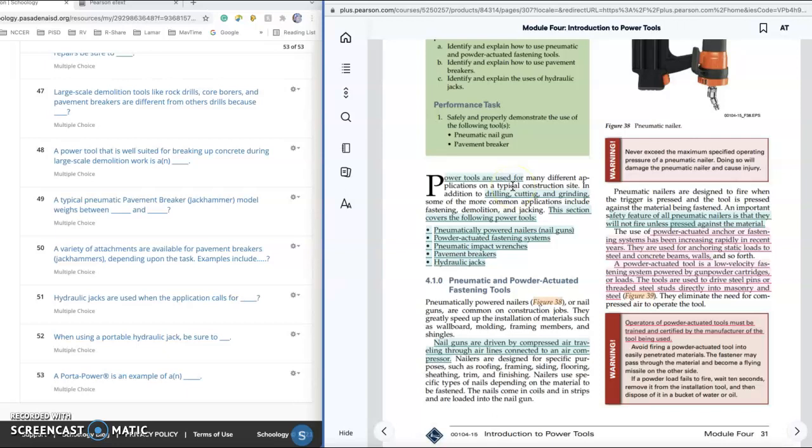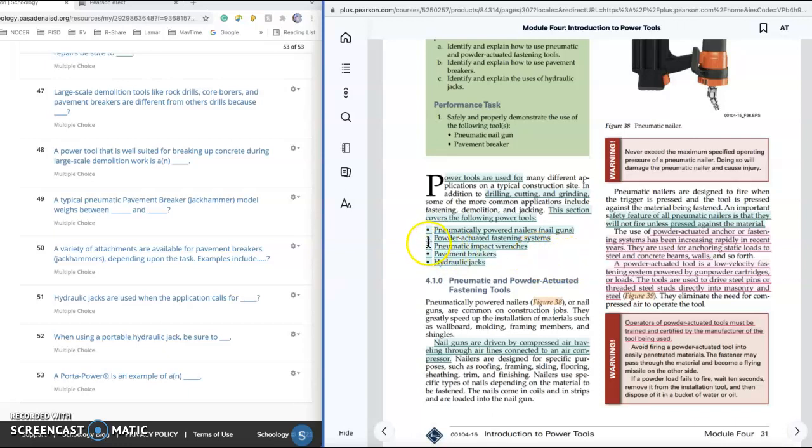These are big, heavy-duty things, not the kind of stuff you'd have in your garage. In this section, we're going to be talking about industrial strength, big, massive power tools. They're used for many different applications, typically construction. In addition to drilling, cutting, and grinding, some of the more common applications include fastening, which is like bolting together, demolition, which is like tearing down a building, and jacking, which is raising and leveling buildings. Think about jacking up an entire house so you can move a house. You need some pretty powerful tools and procedures to get some of this work done.